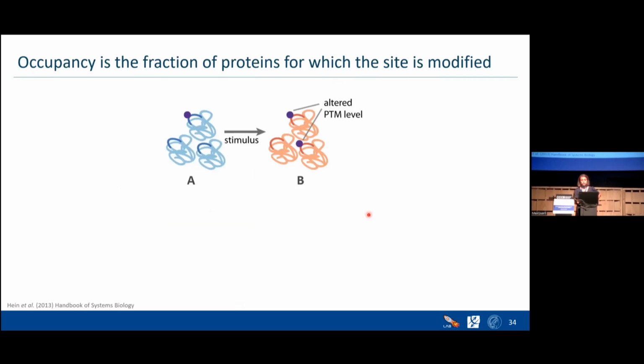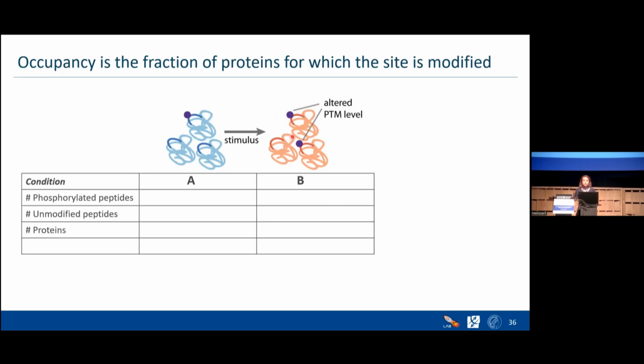Okay, so let's talk about occupancy. Occupancy is the fraction of the protein that is modified. Let's look at this visual conception. We have condition A and condition B. The difference between condition A and B is a stimulus, so we have an increase of the phosphorylation. It looks like there's a 2-fold change, but is it really a 2-fold change? Let's have a look in terms of occupancy, because it will give us exactly how this is happening on the protein level.